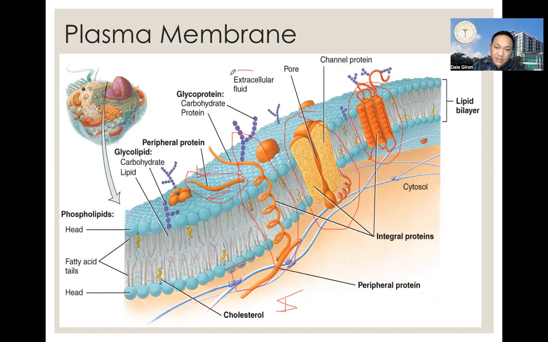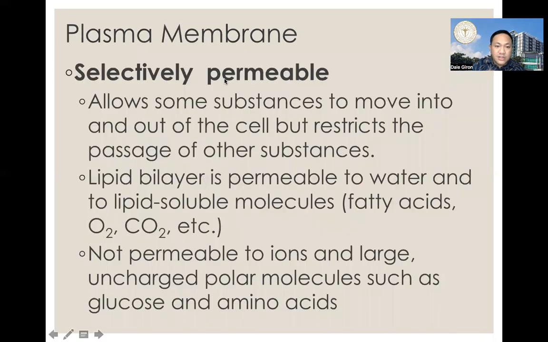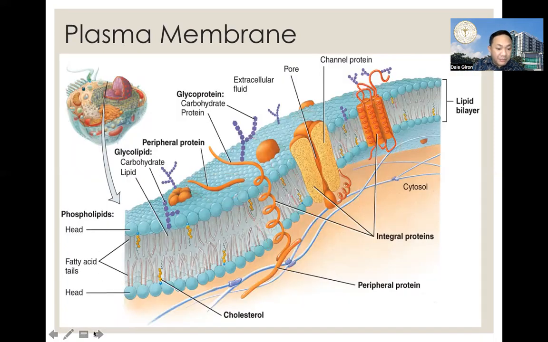If this is the extracellular fluid, we have also glycoproteins and glycolipids. So when we say glycoproteins and glycolipids, a sample of which is this one: glycoprotein, if this is your protein, this is your glucoside. So this is a glycolipid because they are attached to each other. But what about this? This is a glycoprotein. But what about the glycolipid?